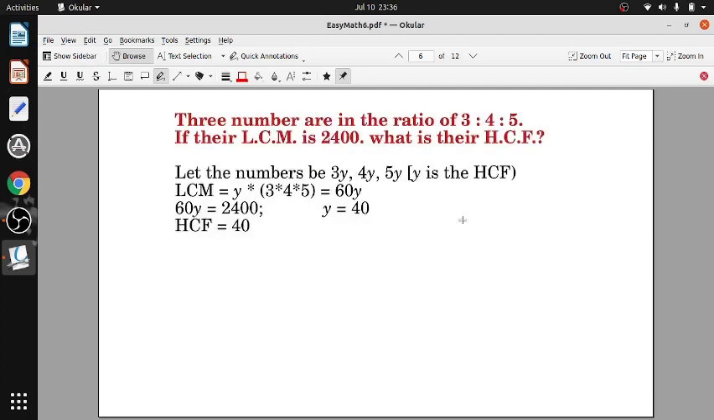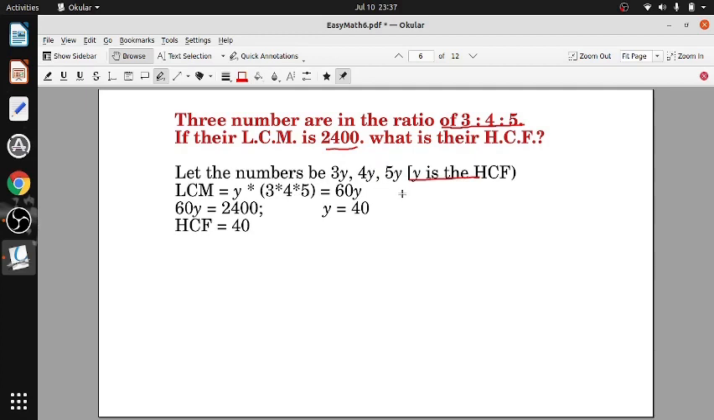3 numbers are in the ratio of 3:4:5. If the LCM is 2400, what is their HCF? Now, whenever the numbers are in the ratio 3:4:5, क्या होता है? 3y, 4y, 5y, या 3x, 4x, 5x, या 3k, 4k, 5k, where y is the HCF. क्योंकि 3, 4, 5 में और कुछ जाएगा नहीं, so y is HCF.